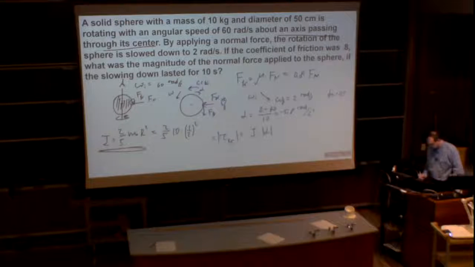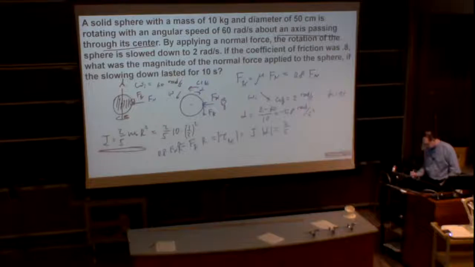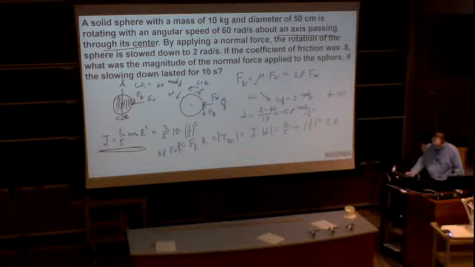On the other hand, this torque should be equal to the force of friction times the radius. On the other hand, this should be equal to 0.8 times the normal force times the radius. On the other hand, that should be equal to 2 over 5 times 10 times 1/2 squared times 5.8. I also want to replace the radius with a given number because we know it, which is 1/2 meter.